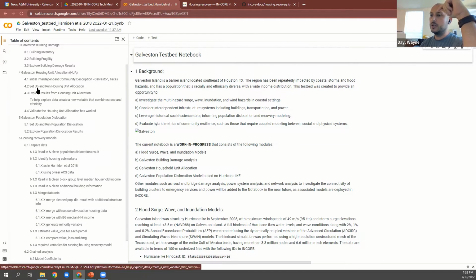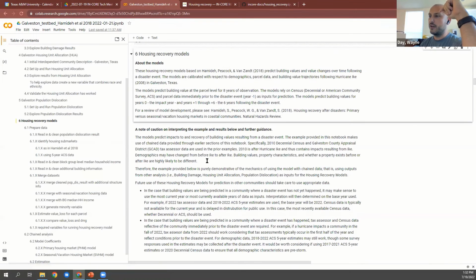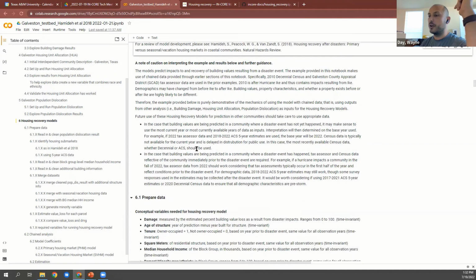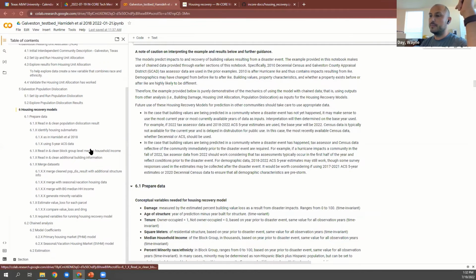So I'm going to go ahead and skip over a bunch of these sections and jump straight to the housing recovery model. I've got a bunch of text written so that as people are coming to use this model, they can fully understand what's going on, some of the caveats and buyer-bewares that you need to be considering when employing the model. But you can see my sections: I prepare the data and then get into the analysis.